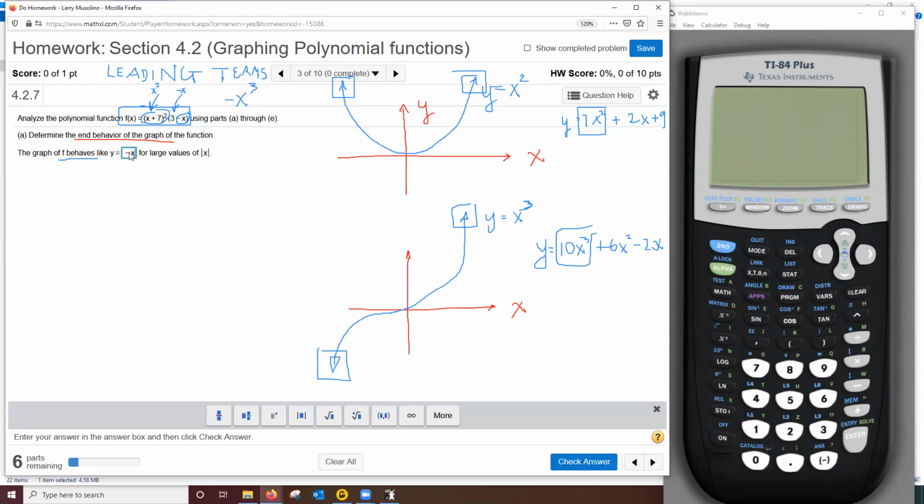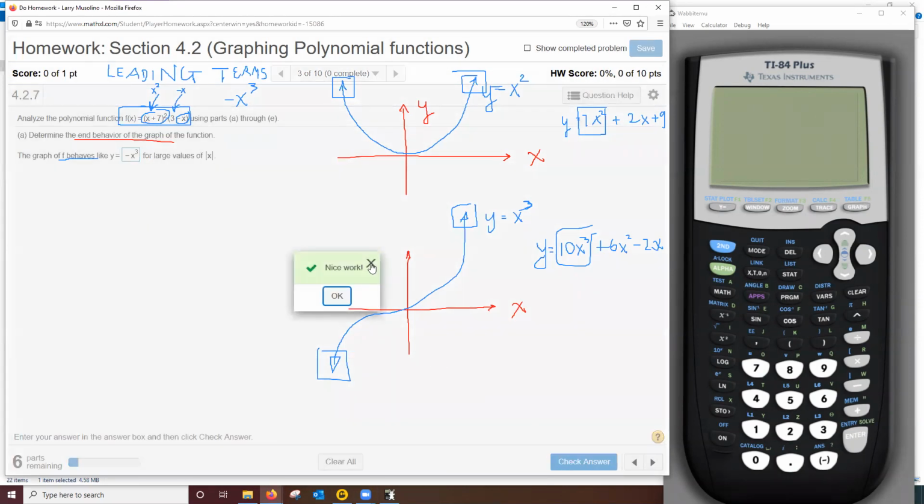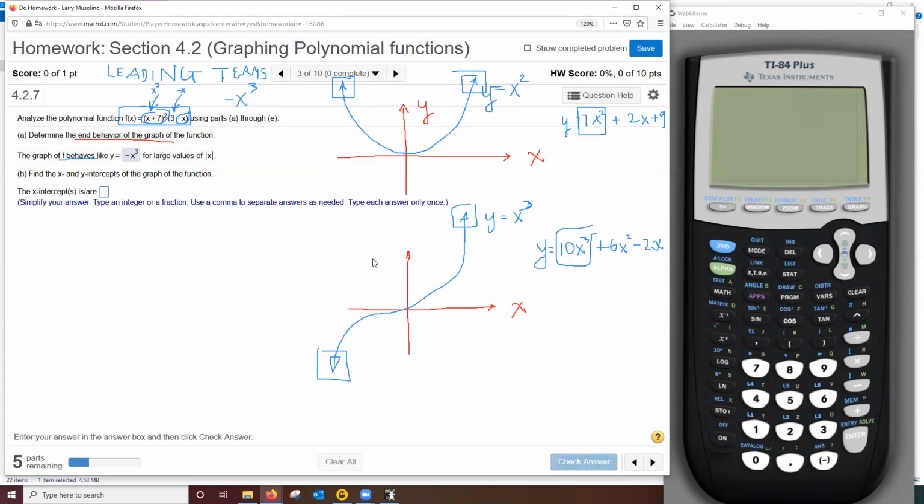So the way I'm coming up with that is I'm really just coming up with the leading term. And if you want, you could just multiply this function out. I took a little shortcut, and I didn't have to multiply that. All right, what about the x-intercepts? Well, for the x-intercepts, that's where you let y equal 0. So for the x-intercepts, I'm going to let y equal 0.